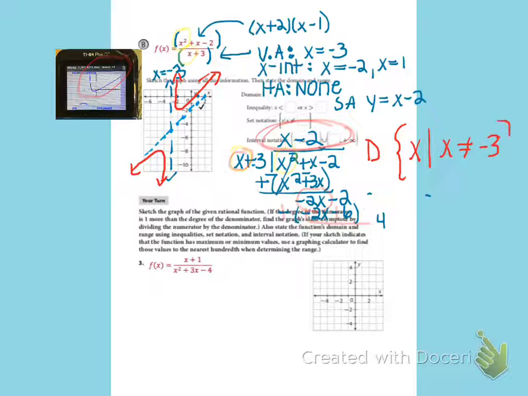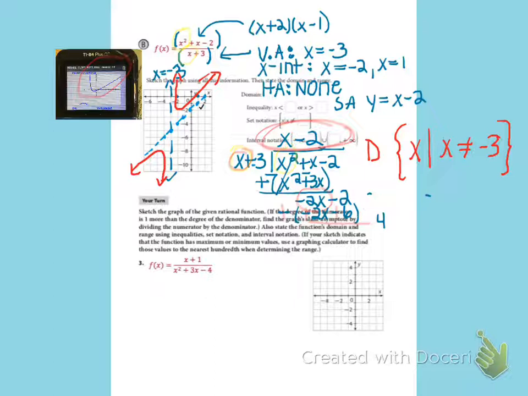Now the range would be quite a bit harder to establish. We'd have to really know exactly what that gap is in between those 2 branches. And so for now, we're just going to go ahead and focus on finding the domain. Now let's go ahead and take a look at example 3.